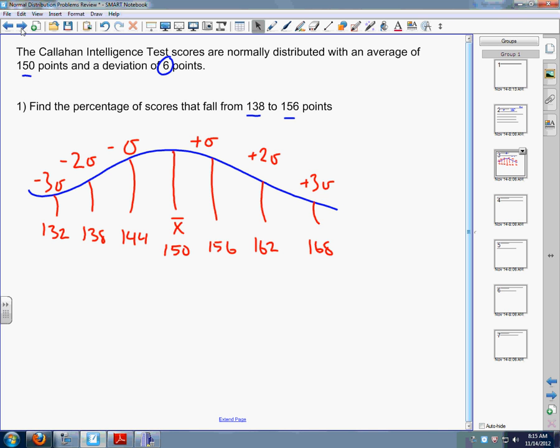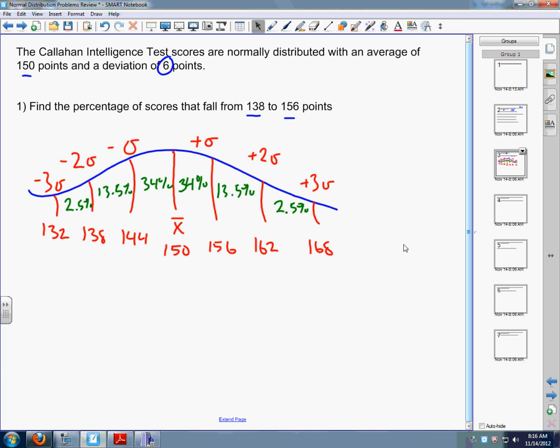Okay? Now, if something's normally distributed, we have set percentages that fall. So this is 34%, this is 13.5%, and this is 2.5%, and it's the same thing coming back this way. So again, 68% of the data falls within 1 deviation. 95% of the data falls within 2 deviations, and 100% of the data falls within all 3.